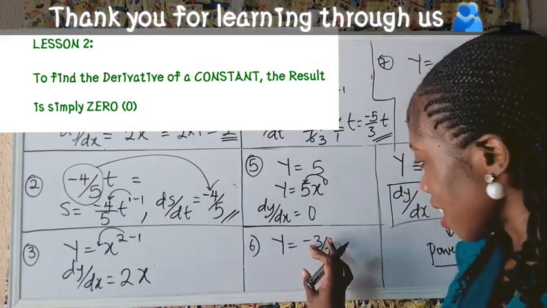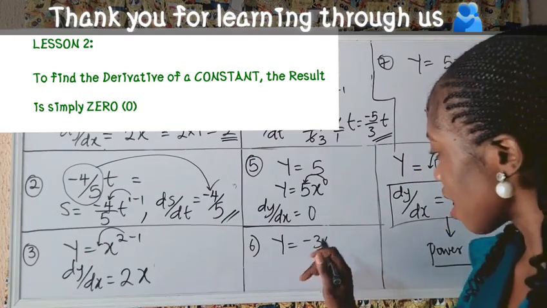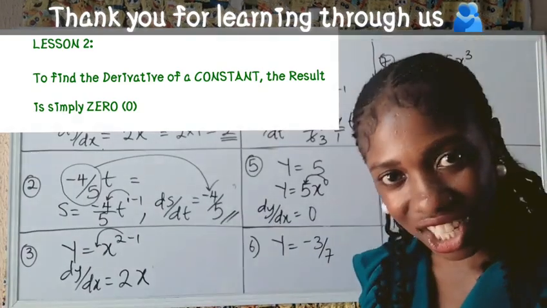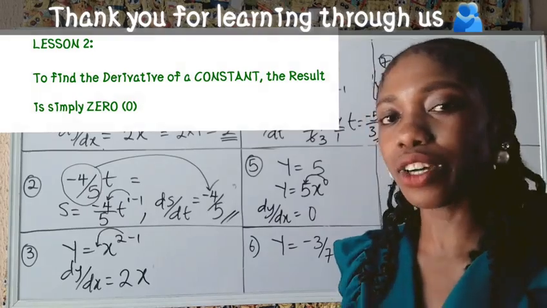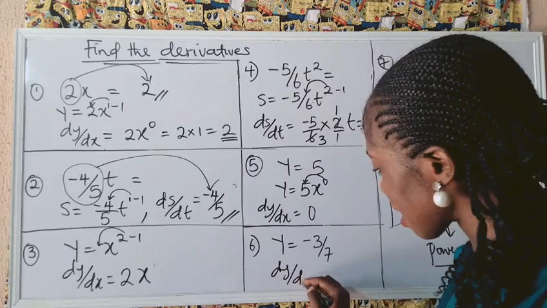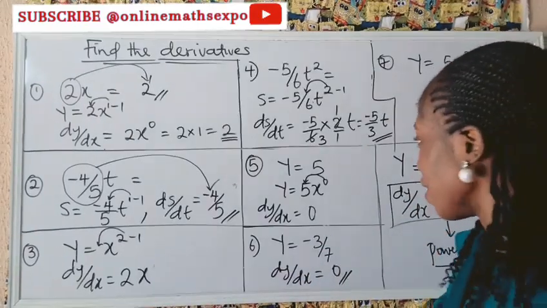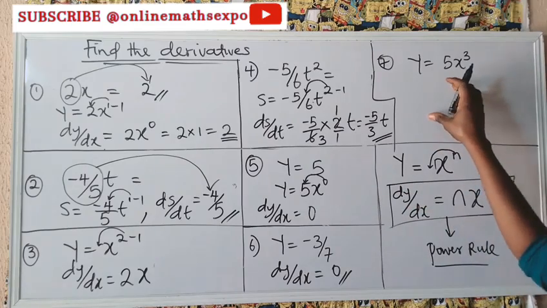Let's try this. This is also a constant. So whenever you have a constant, it means that if you differentiate it, it is always what? 0. So if this is a constant, without wasting our time, the dy dx will give us 0. Okay. Now let's go to number 7.